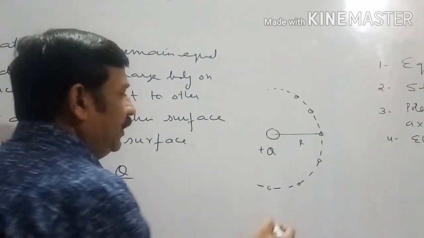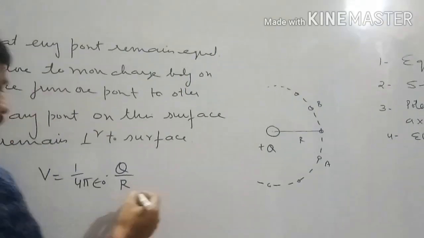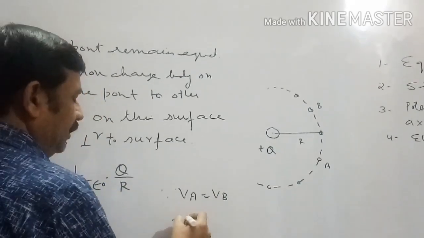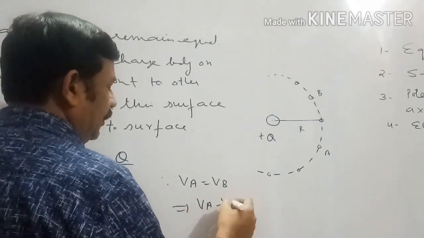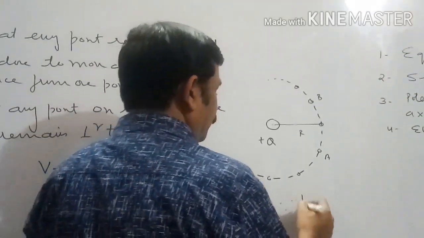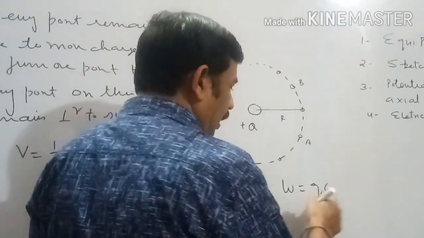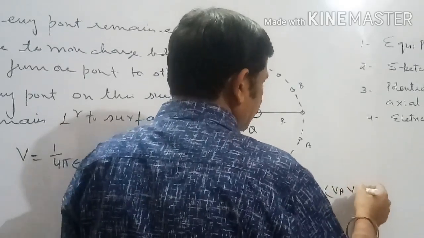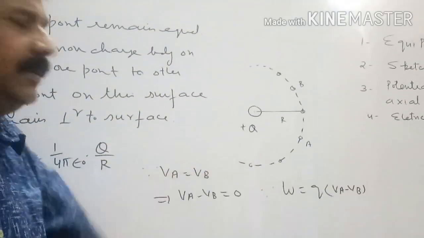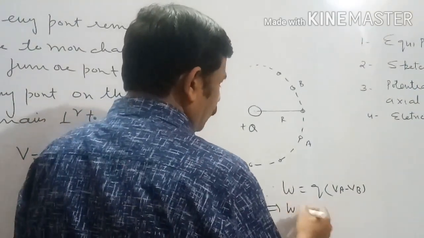Now, if we assume this point as A and this point as B, since VA and VB are equal, it means VA minus VB will be 0. Since the work done to move a charge from one place to another is defined as charge multiplied by potential difference, if you want to move the charge from A to B, this will be the work done, and as VA minus VB is 0, it implies that W will be 0.